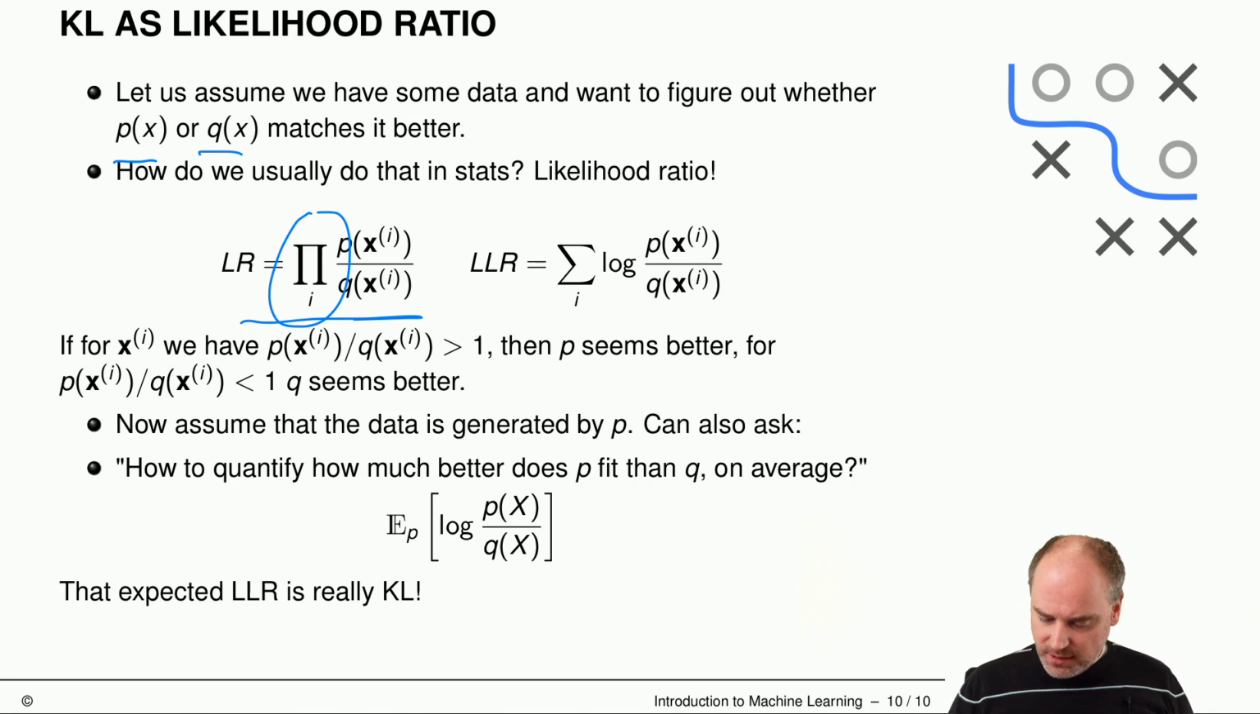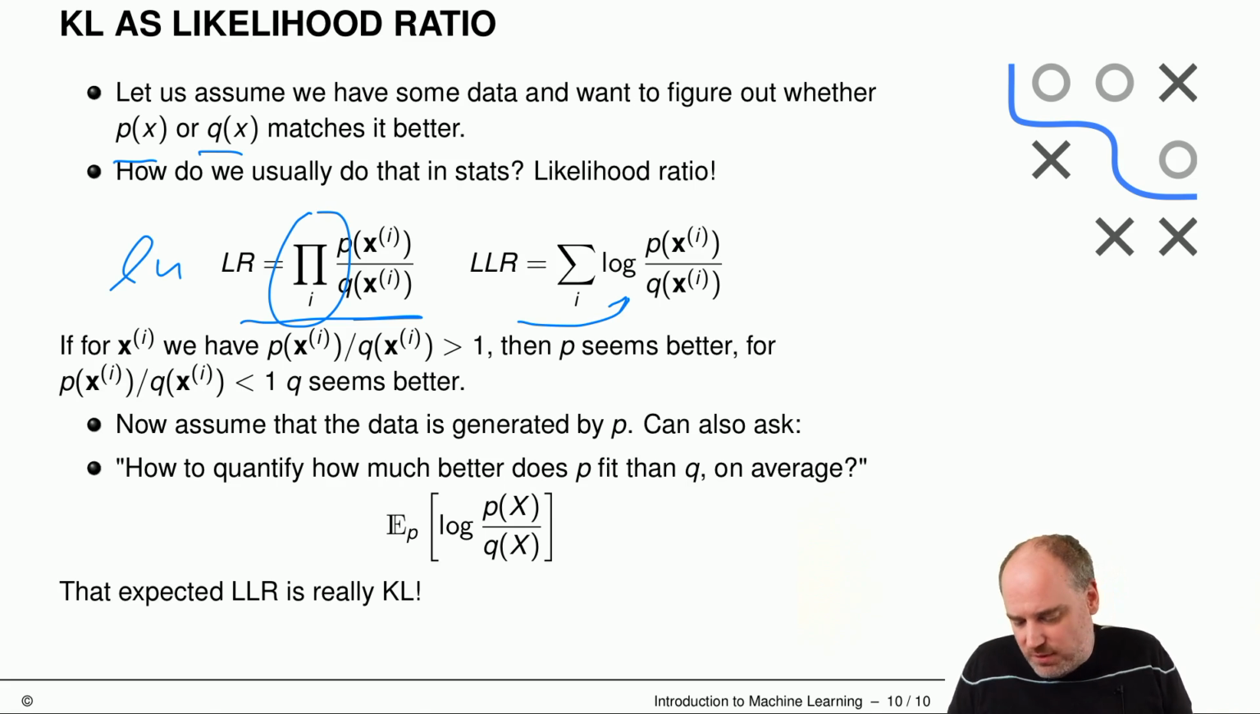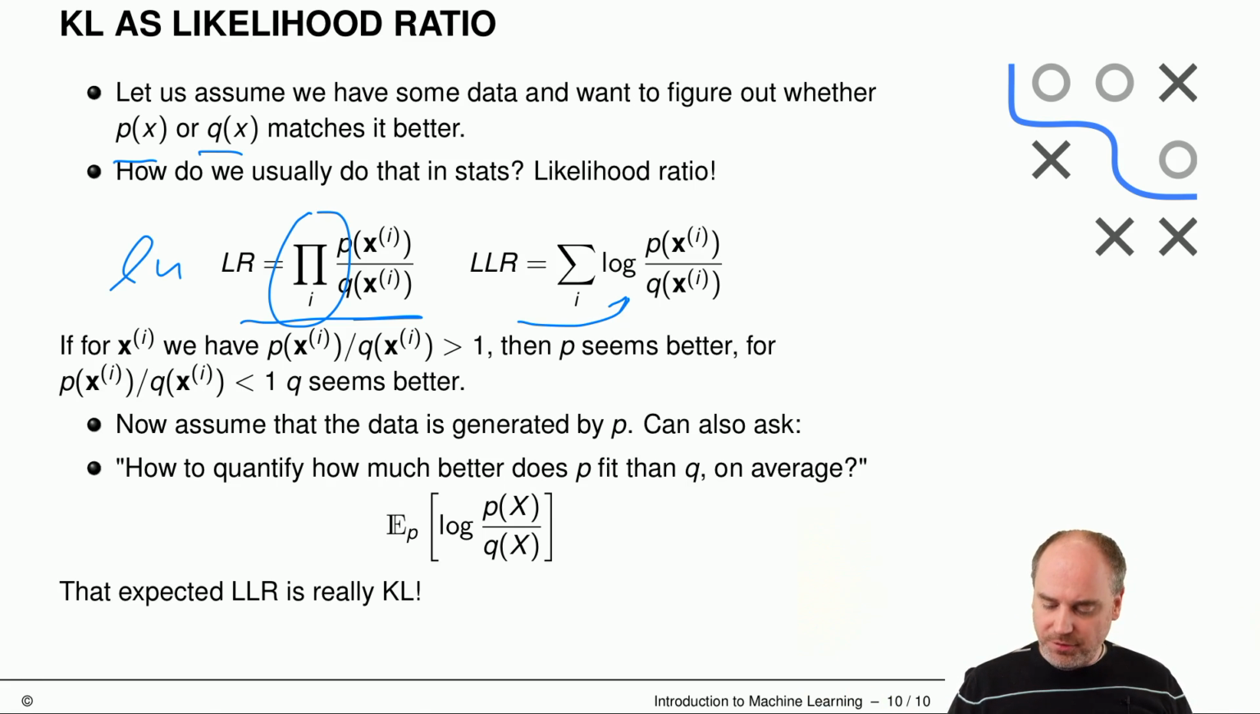And if we put this on log scale, we put a log in front of this, and now we can draw this to the inside, and the product becomes a sum. We have the log on the inside in front of P divided by Q. So if for a certain x_i we know that P divided by Q is larger than 1, then apparently P seems better suited to modeling this observation than Q. If we know that P divided by Q is smaller than 1, then Q seems better.